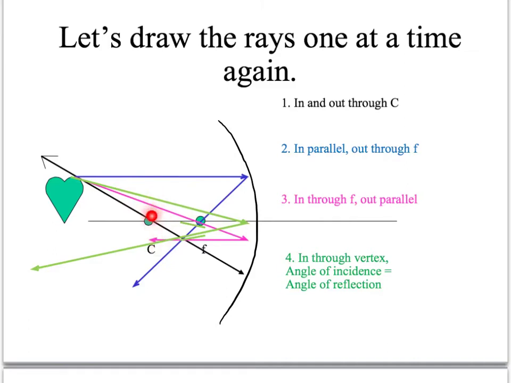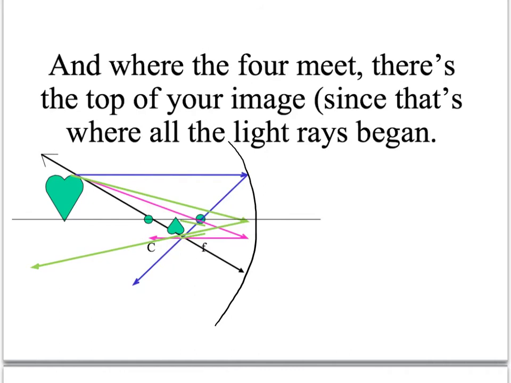In order to get the credit on the test, you need to actually measure those angles. So in order to get the extra credit, you have to measure those angles and show me, hey, look, I measured them and they're equal. So in through the vertex, angle of incidence equals the angle of reflection. And look, they all meet up in that spot. And that's where your image is.